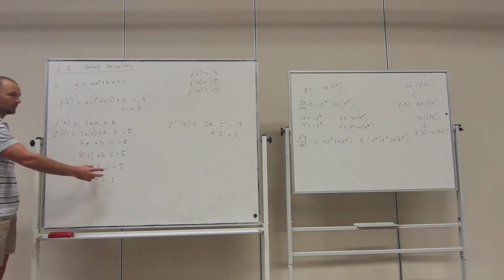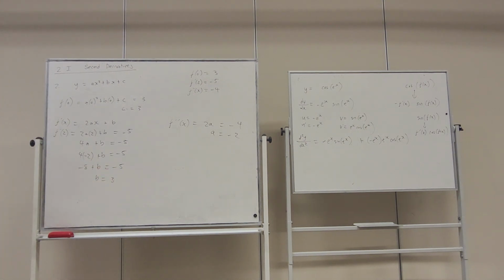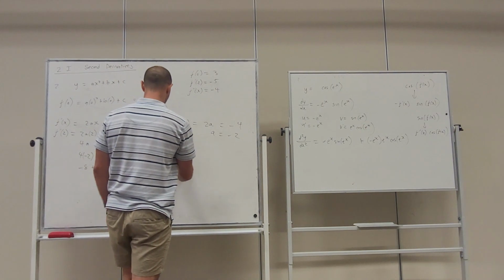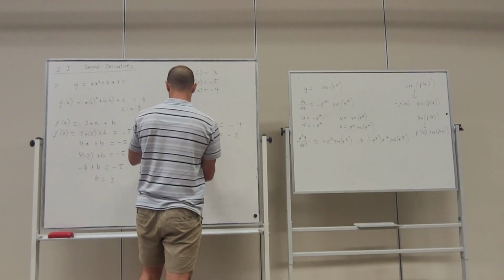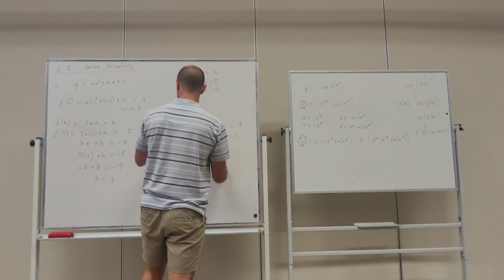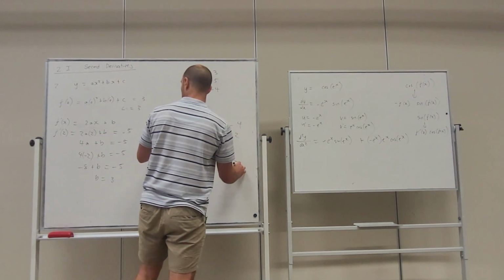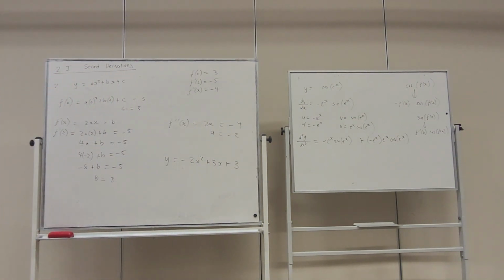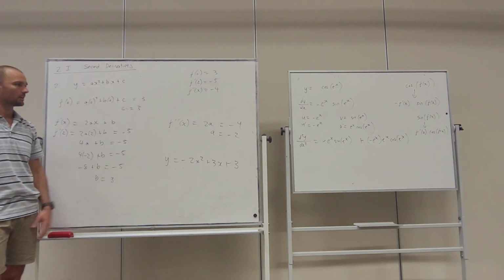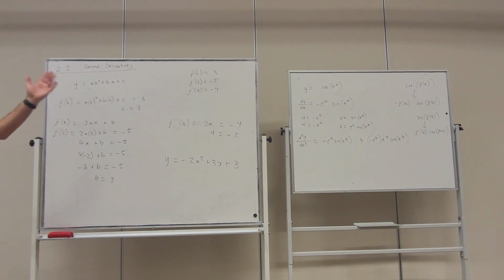Alright, plus an 8 to both sides. And then we'll just make a statement. Therefore, the quadratic is minus 2x squared plus 3x plus 3. We've got a is minus 2, b is 3, c is 3. Really good. Okay, so second derivatives.